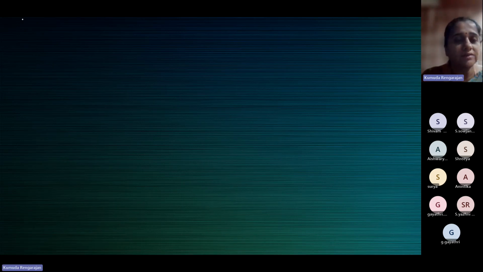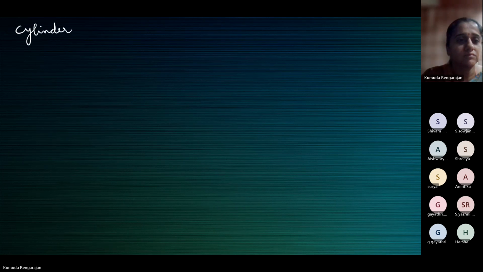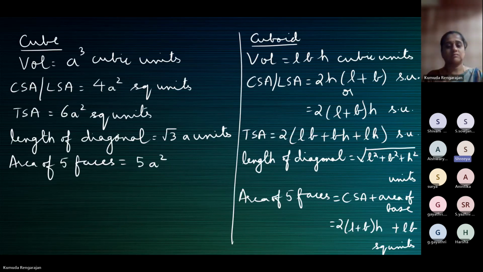So cube, cuboid, and then we saw cylinder. Volume. Ma'am, can you just go to the previous page? Let me just take a screenshot. Okay, yeah. No, complete it if you have not completed. I'll wait. I'm done. Completed, ma'am.